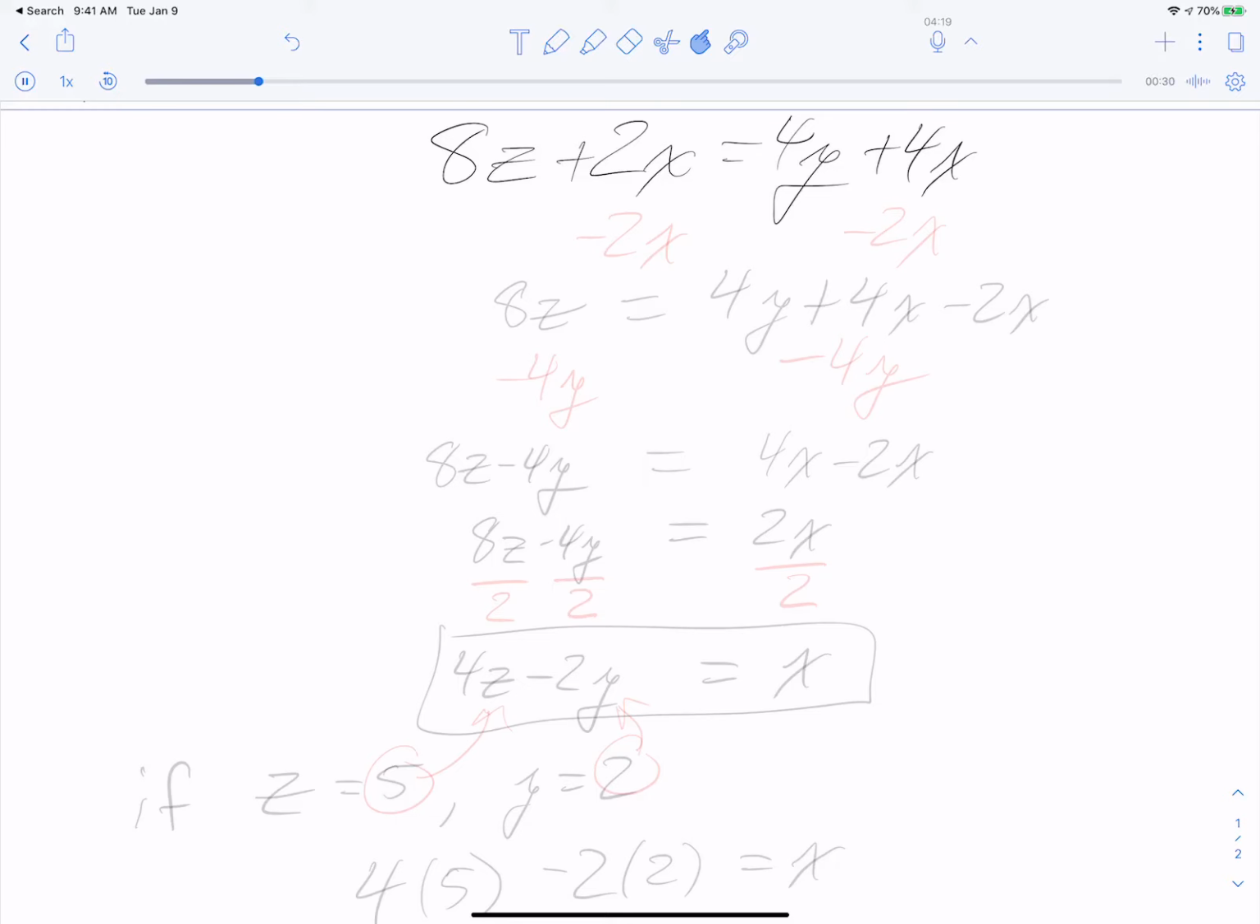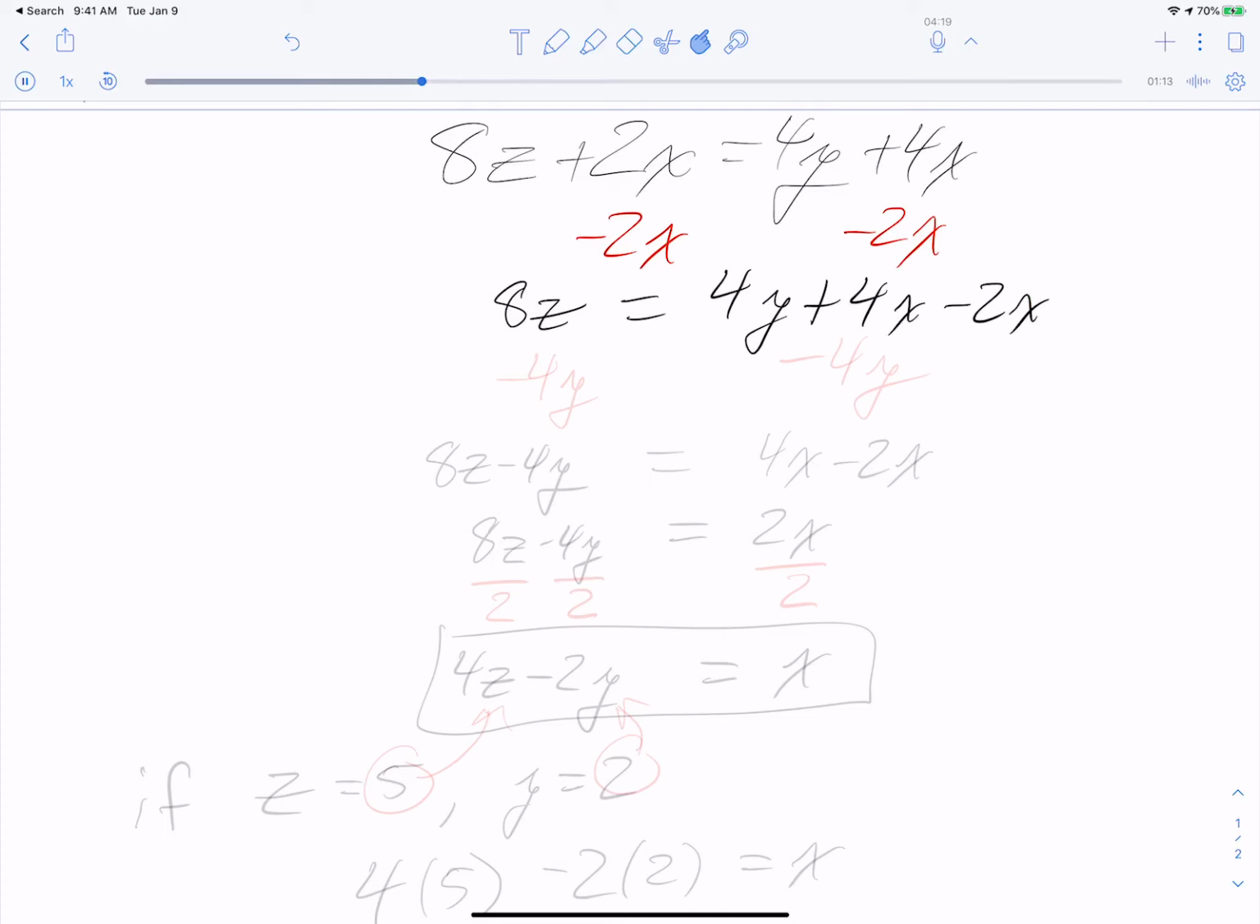I'll go ahead and erase the instructions here just to give myself room. The first thing that I need to do is, well, I have a lot of options. What I'm going to choose to do is get all the x stuff on the right hand side. So I will subtract 2x from both sides. When I do that, I still have 8z on this side. The x stuff on the left goes away, and I'm going to have 4y plus 4x minus 2x.